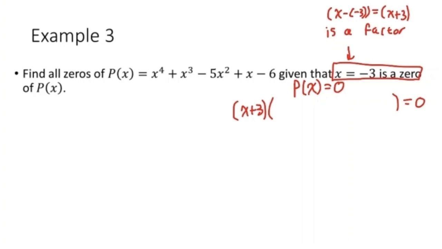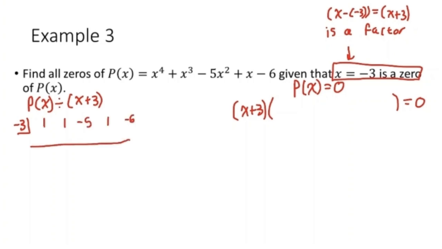To figure out what the other polynomial is, we'll perform synthetic division, where we divide our p of x by x plus 3. In our synthetic division, our c would be negative 3. Now we'll list the coefficients of p of x. Now we perform our synthetic division: bring down, multiply, add, multiply, add, multiply, add, multiply, add, and we get 0 as our remainder, which is what we were expecting to get. So through the polynomial division, p of x divided by x plus 3 is equal to x cubed minus 2x squared plus x minus 2. So that would be the factor that would go in our parentheses here.